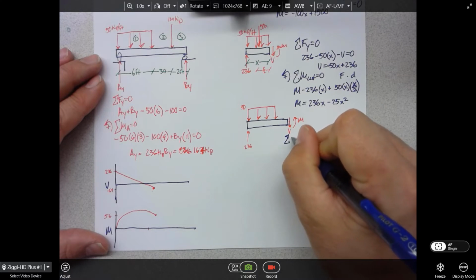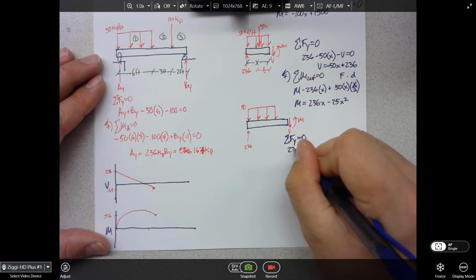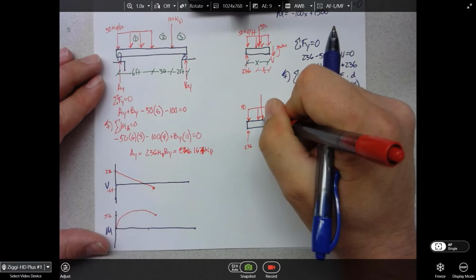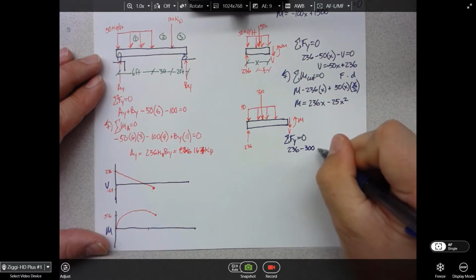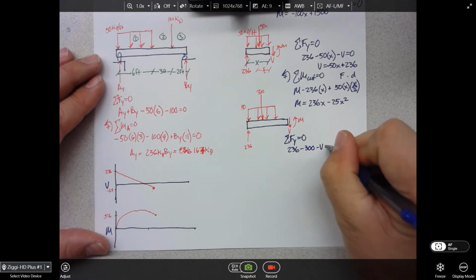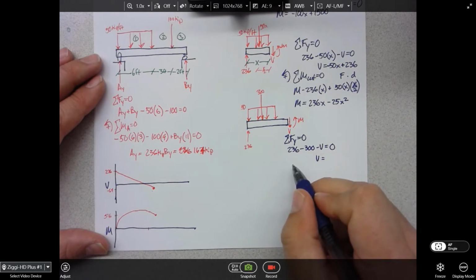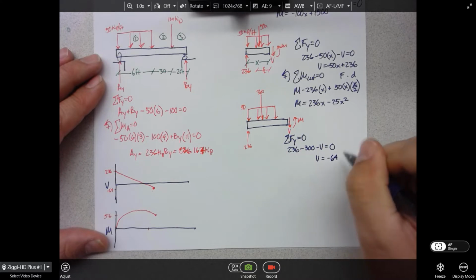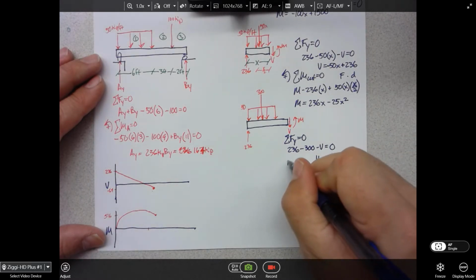So summing the forces in the y, we'll have 236 minus 300 minus V equals 0, or V is equal to negative 64, right? And then we can sum the moments about the cut.